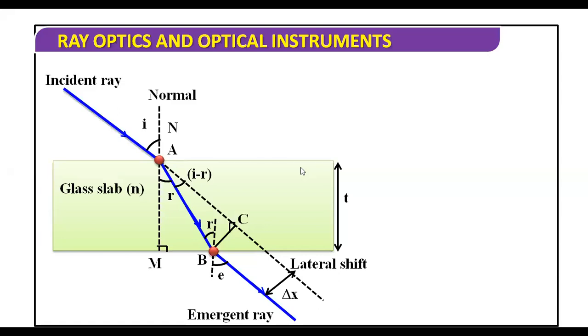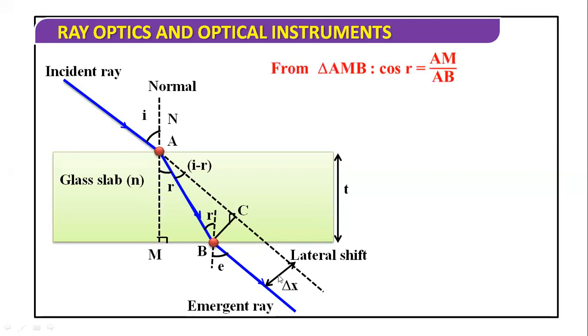So we are interested in the perpendicular distance between the actual path and the expected path. So we are interested in this delta x. Now we will take a triangle, choose the triangle AMB, and we will find out cos R from this triangle. You choose A, M, B and try to find out cos R from this triangle.